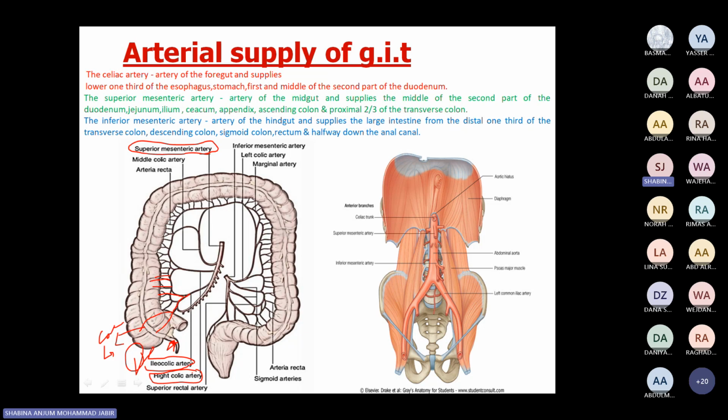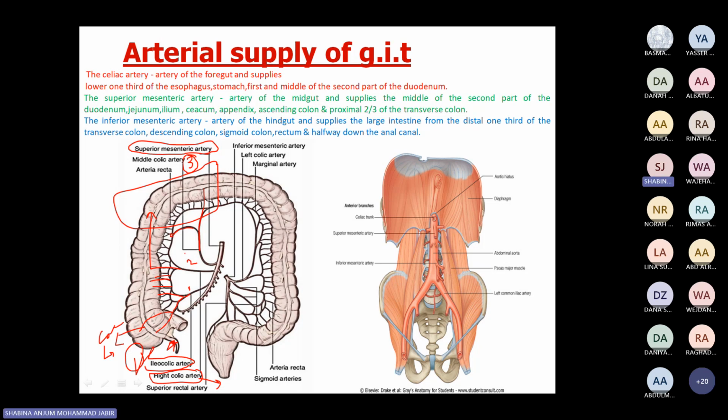Then we have the second artery, which is the right colic artery. So ileocolic is number 1, right colic artery is number 2. The right colic artery is also supplying the ascending colon. Then we have the third branch, called the middle colic artery. You will find that the middle colic is also supplying the right part of the transverse colon, and it is giving branches towards the ascending colon.